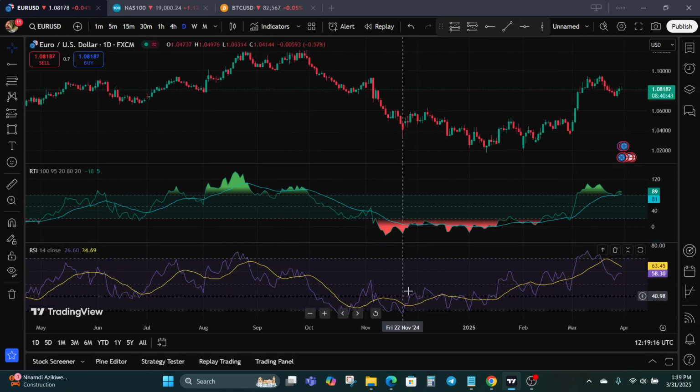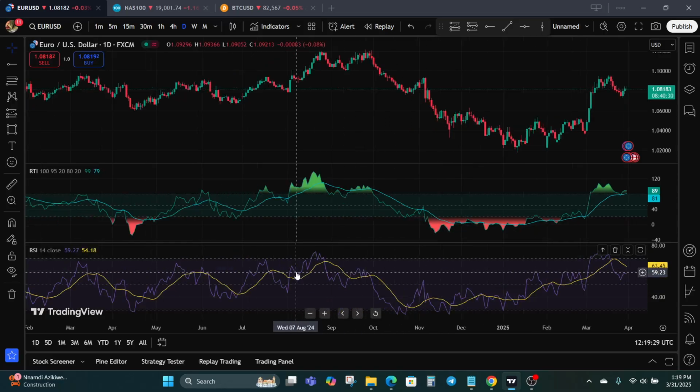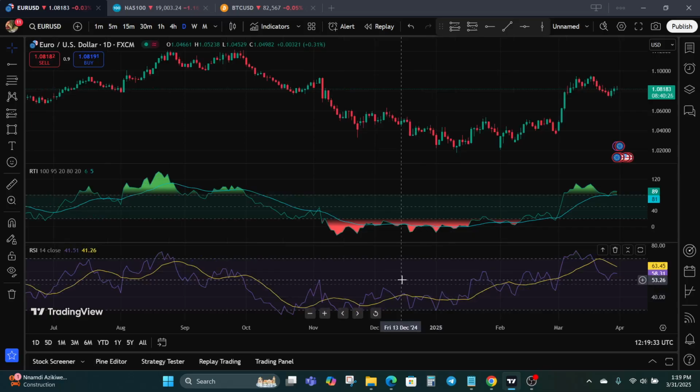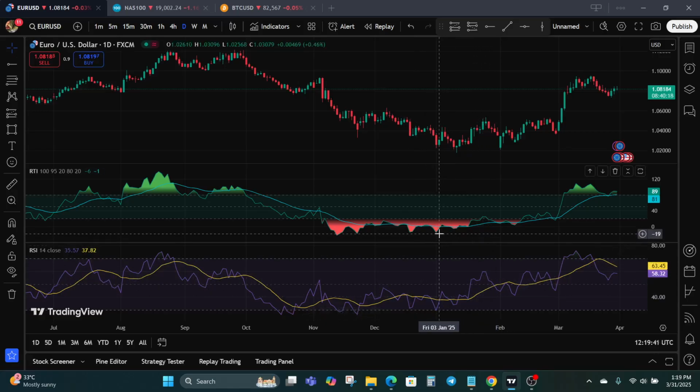If you have been using the RSI for a long time, you're going to notice that there are times when the RSI is in the overbought territory. You might be thinking that the price is going to reverse, but at the end of the day, nothing happens. The price might remain in overbought for a long time. It might remain in oversold for a long time. So if you have been using the RSI, you're going to understand what I'm talking about. Sometimes the RSI might give you false signals, but the RTI attempts to fix that.